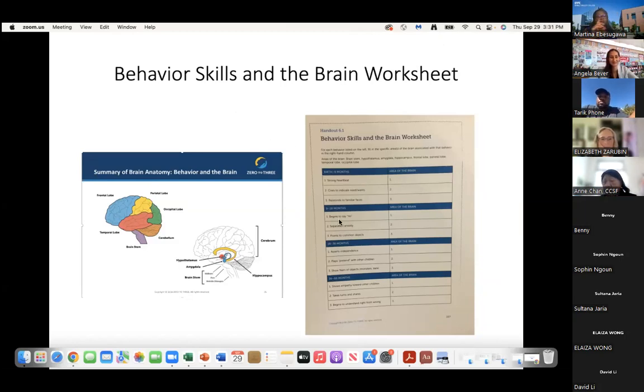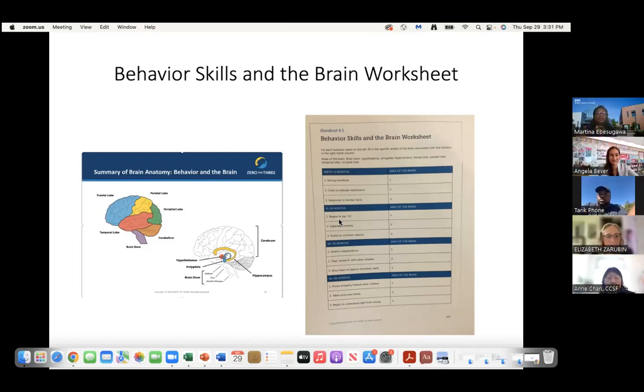Then the next one is points to common objects. If a child points to common objects, which area of the brain do you think they're using for that? That's the hippocampus, I think. Yes, okay. And what else do you think? It would be the occipital lobe, because they have to see it and process it, right? They have to process what they just saw. So it'd be those two different things. That was excellent, very good.